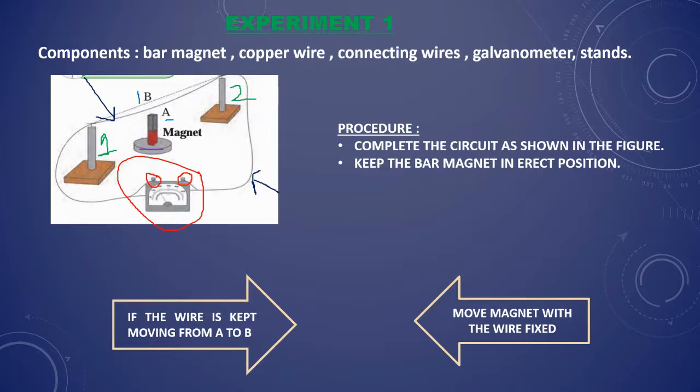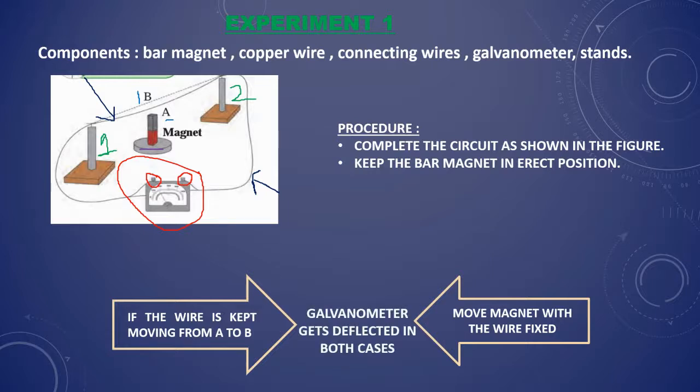And the second case is move magnet with the wire fixed. So we will be moving this magnet which is kept in the erect position and the wire is fixed. So there are the 2 cases. First, the wire is moving from A to B and the magnet is fixed, and the second one is the magnet is moving and the wire is fixed. So what happens in both of these cases?